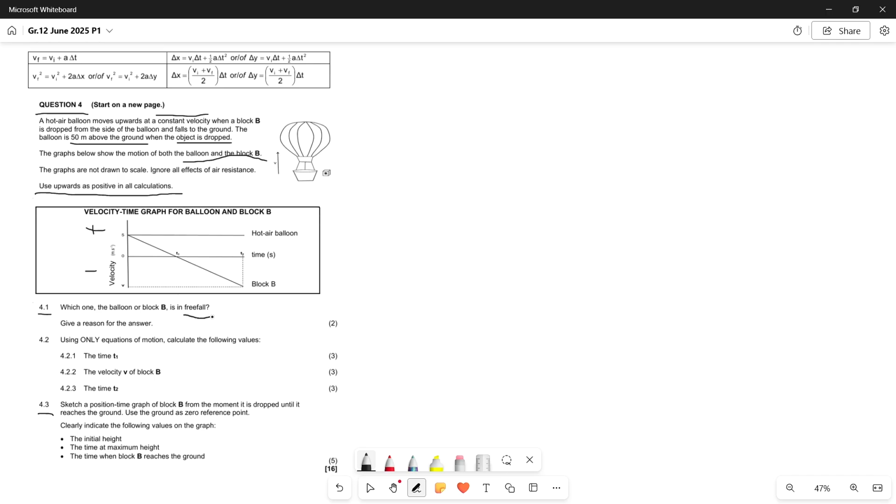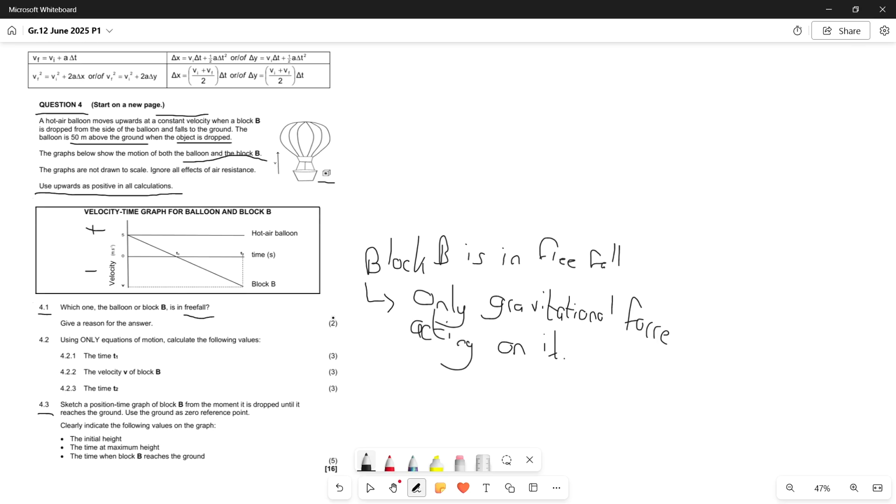So they love this. They usually start this question either with a free fall or a projectile sort of definition or interpretation type question. So it says give a reason for the answer. Off the bat, the thing that is in free fall, meaning that only gravity is acting on it, is the block over here. So our block B is in free fall. And once again, the reason is just a definition. This is just a different way of saying give the definition as to why it is in free fall. So therefore, only gravitational force acting on it. Cool. And that would earn us 2 marks.